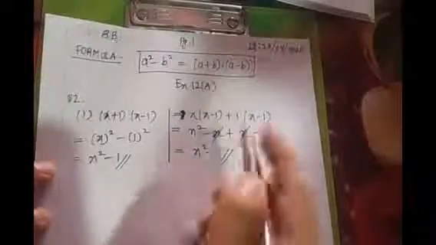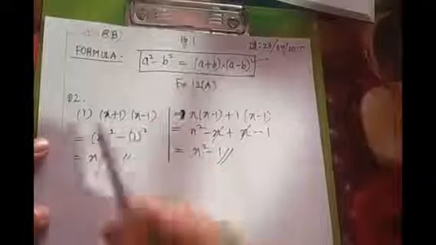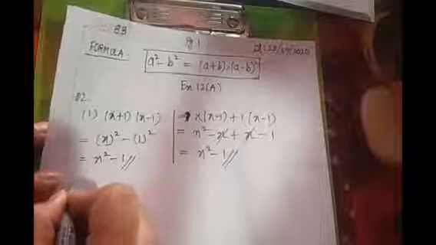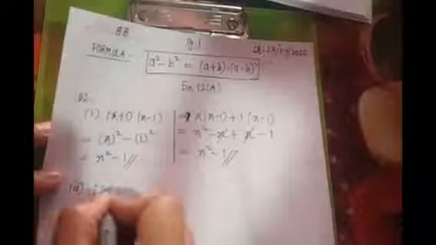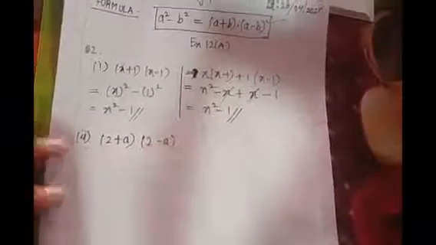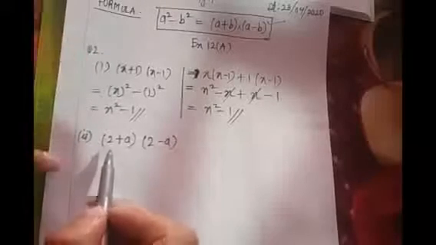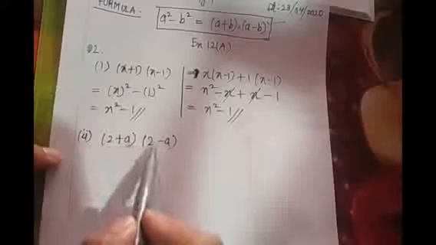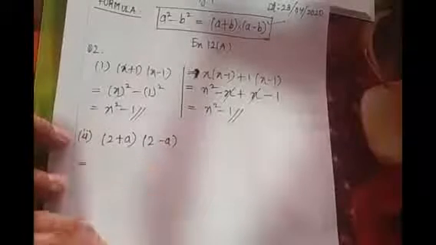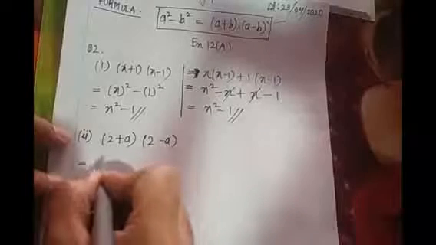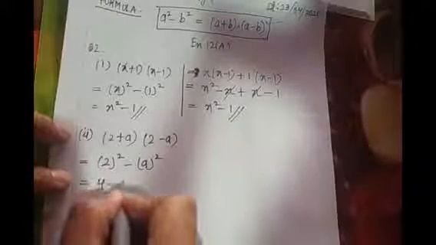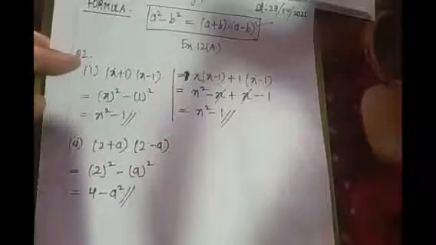But the easiest would be the formula a plus b into a minus b, so that we quickly get the answer. Question number 2, part 2. This is a very easy question again: 2 plus a into 2 minus a. Again, it is in the same form, a plus b, a minus b. 2 plus a, 2 minus a. Since it is the same formula, write down 2 whole square minus a square, which is actually 4 minus a square. Simple and easy.